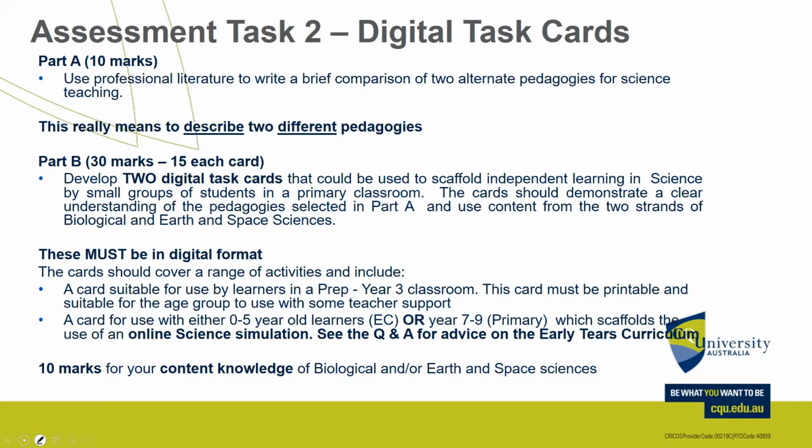Okay, so all it is a table. Basically, yes. So you don't spend too much time talking in part A. You're going to talk about professional literature and write a brief comparison of two alternate pedagogies. You can refer to my teacher elaboration for the sequence, to address the teaching and learning sequence here. But essentially, the only time you need to refer to the sequence is in your teacher elaboration. You don't need to spend a lot of time.